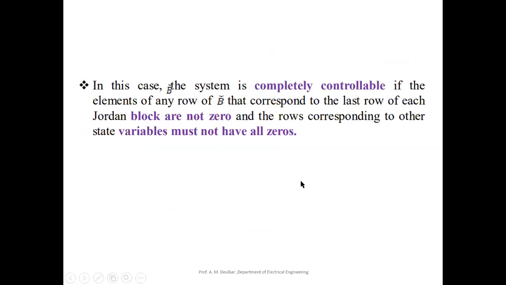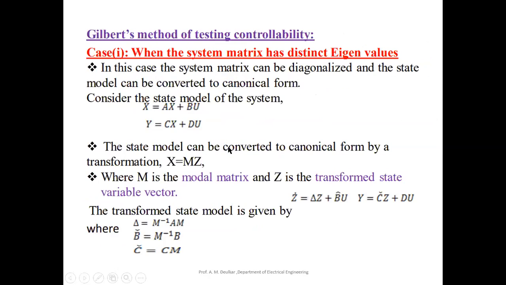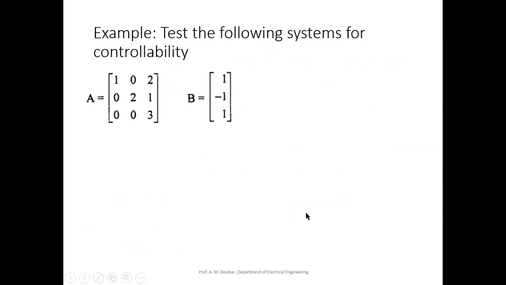For this case also, the system is said to be completely controllable if the elements of any row of the B bar that corresponds to the last row of each Jordan block are not zero, and the rows corresponding to each state variable must not have all zeros. So the matrix B bar should not have all zeros in its rows. So this is Gilbert's test for the controllability. Now we will see one example for it.